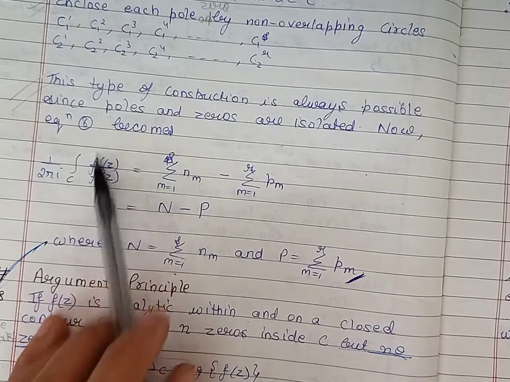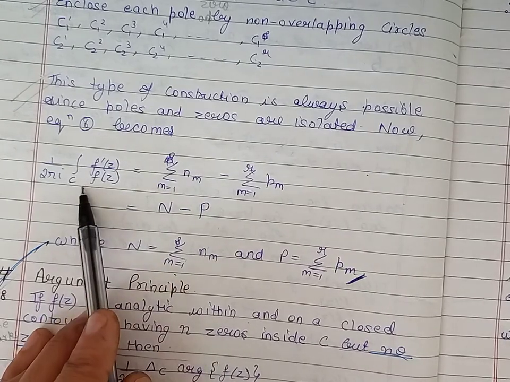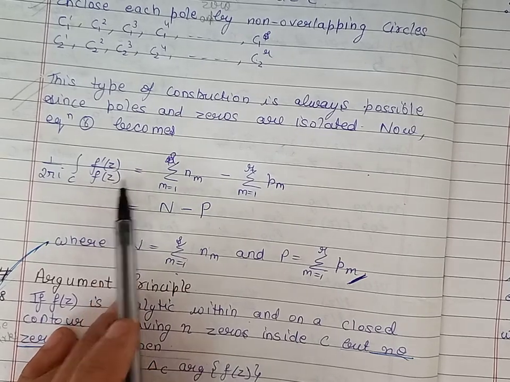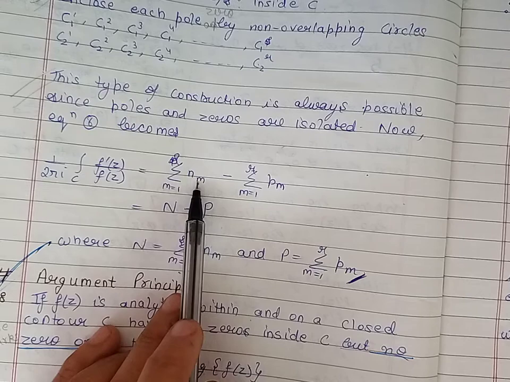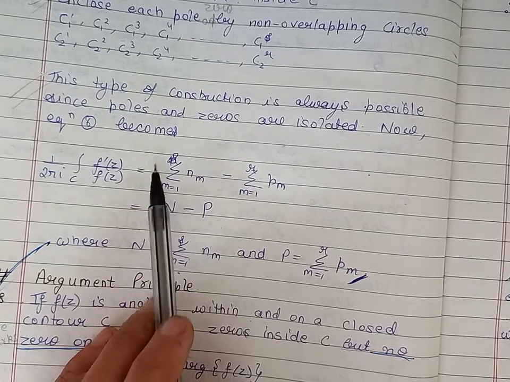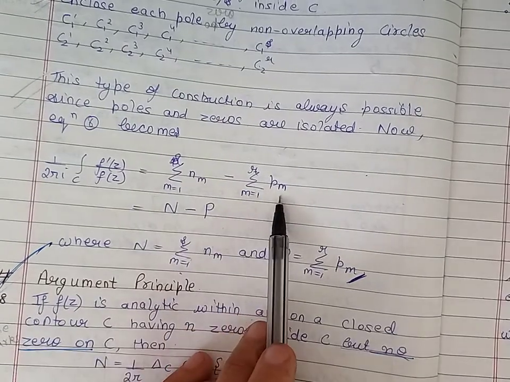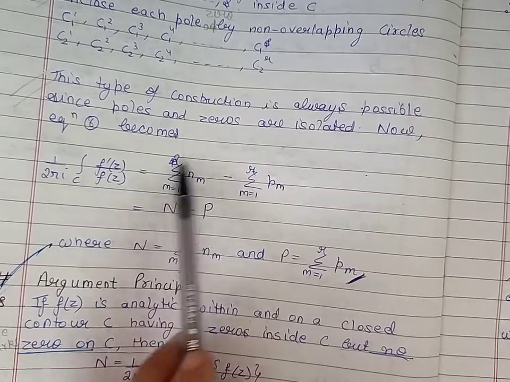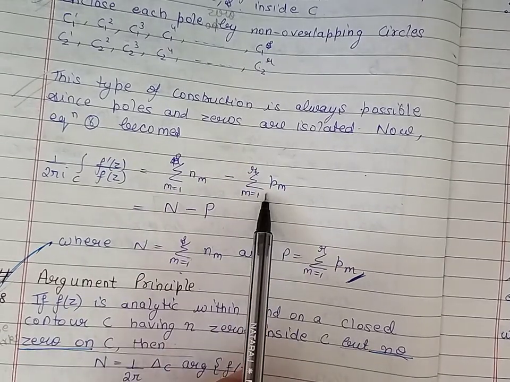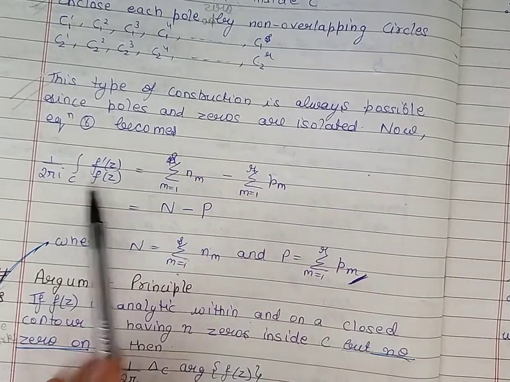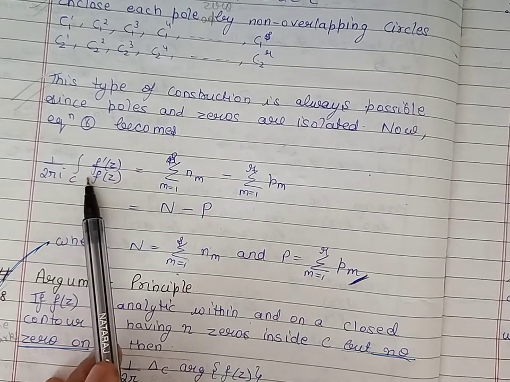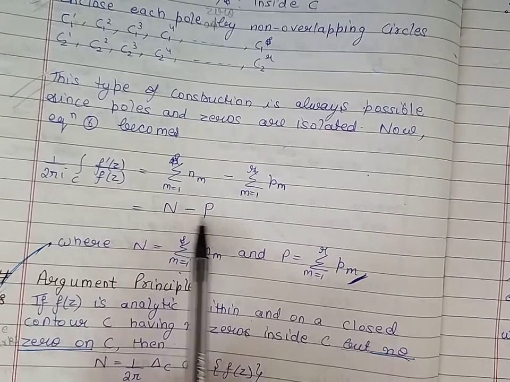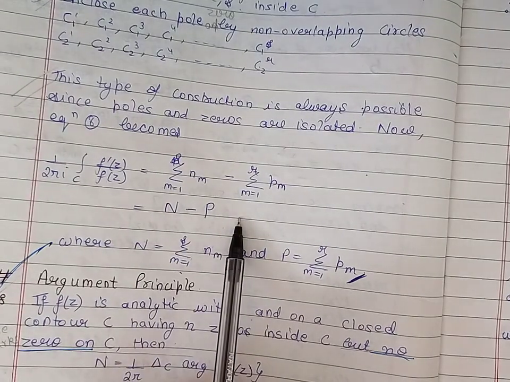So in that case our equation will become 1 upon 2 pi iota integral over C of the function f dash upon f is equal to summation of nm, where m varies from 1 to s, minus summation of pm, where m varies from 1 to r. This is the total number of zeros and this is the total number of poles. So we have proved that 1 upon 2 pi iota integral of f dash upon f over C is equal to n minus p. So this completes the proof of the theorem.